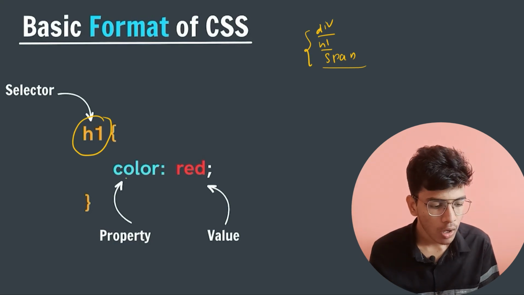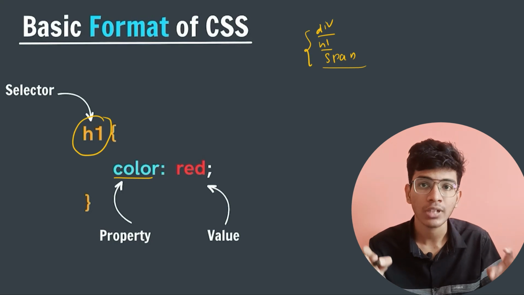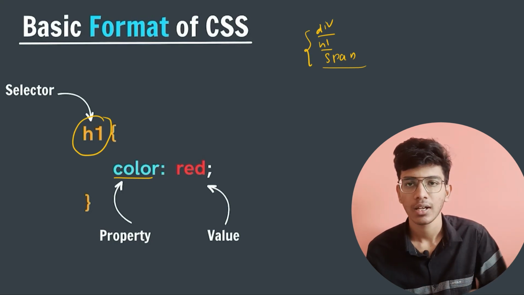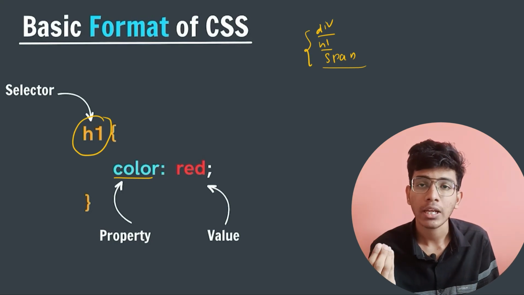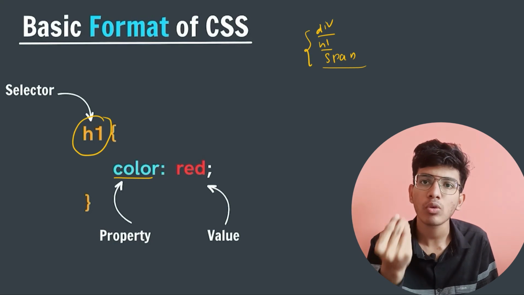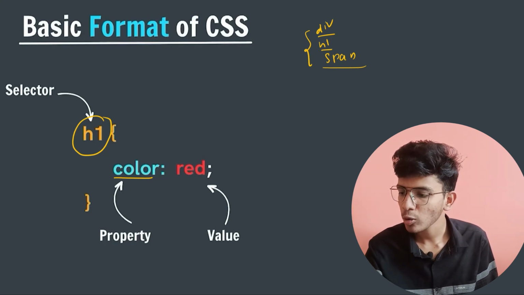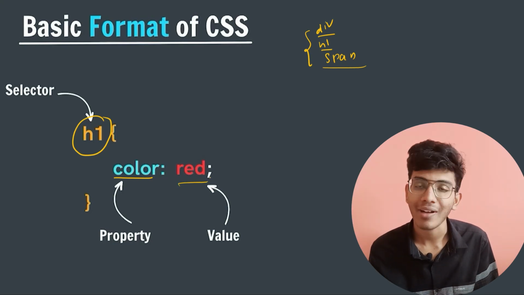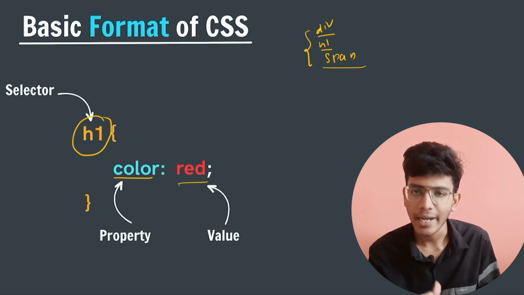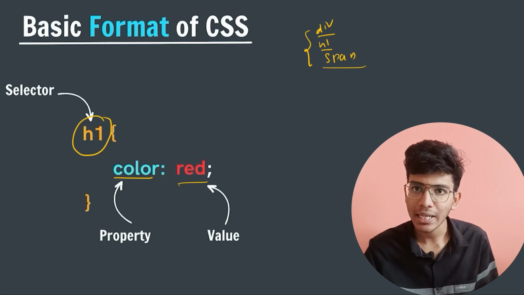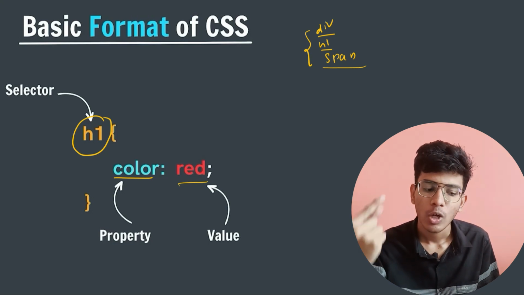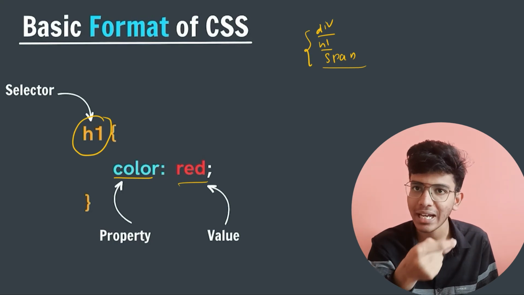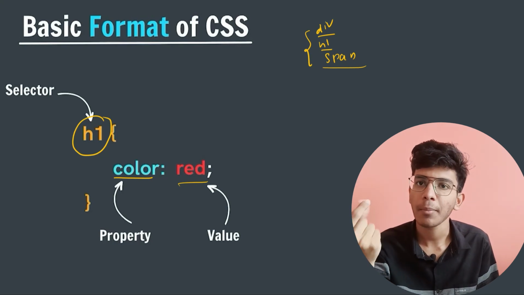Let's say that I want to change the color of the text. Then I will write color colon, and I will give a value for this property. What value do I want to assign? Let's say that I want to change the color to red. Then I will write red as my value, and immediately when I write this, the entire h1 tag will have this styling. So the color of the text will become red now.